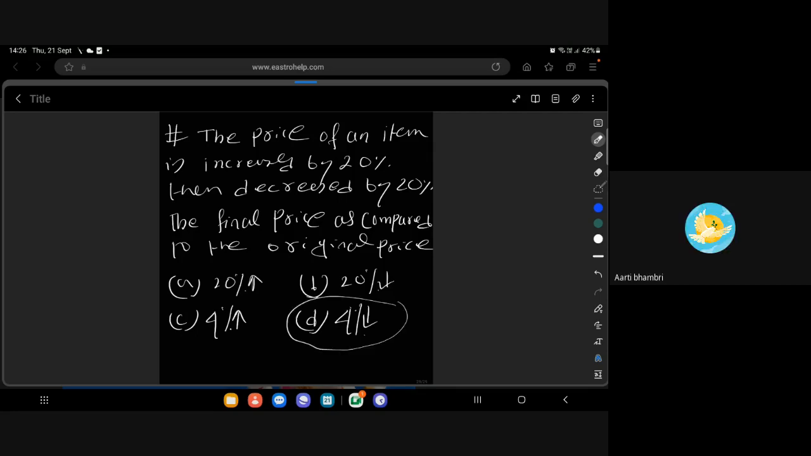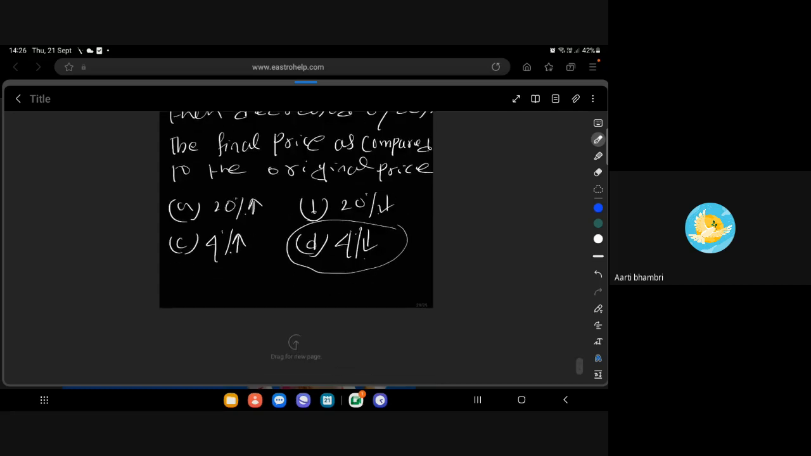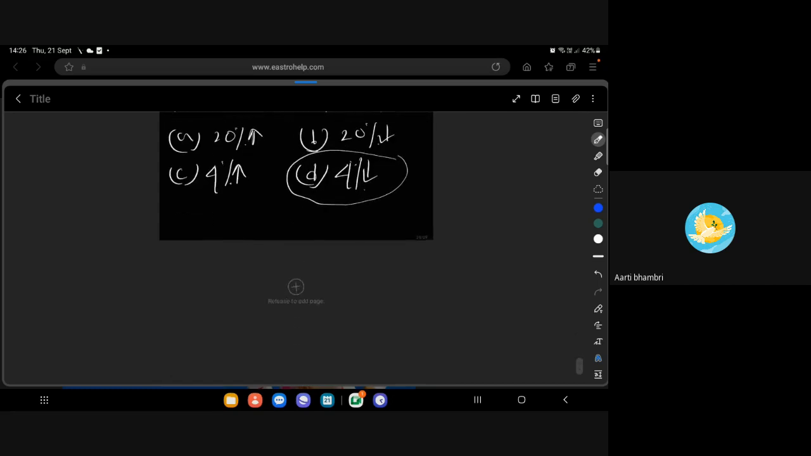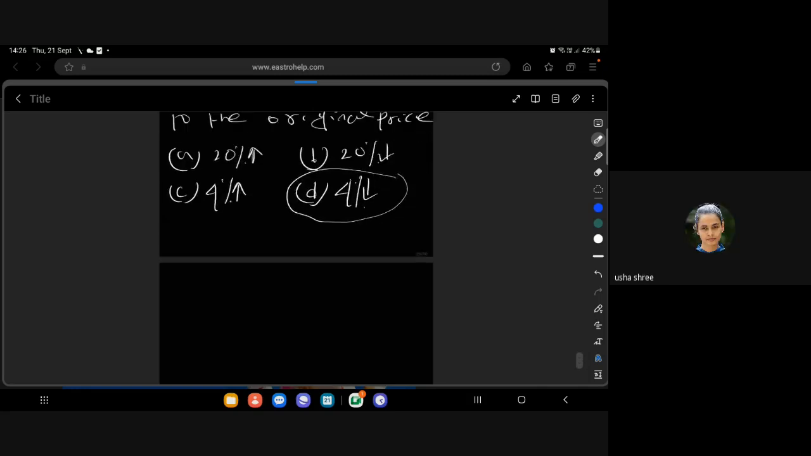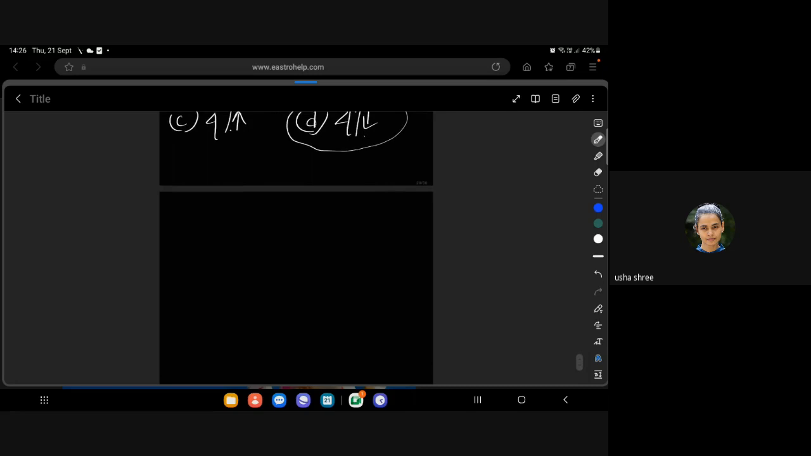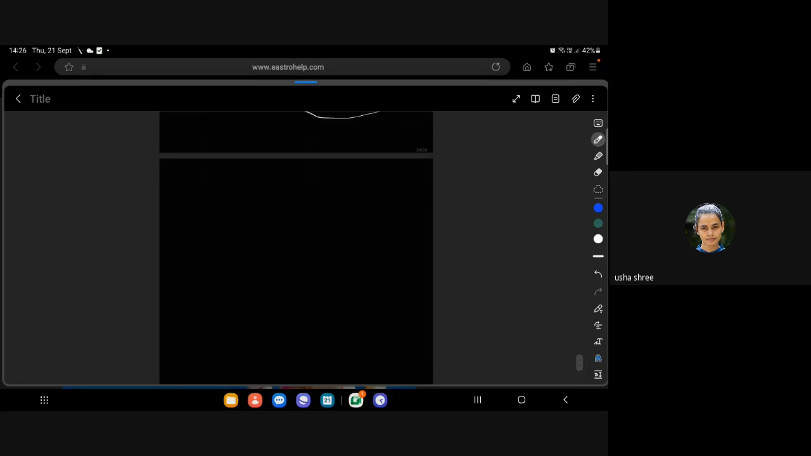D. Lower. Okay, so you can solve it in 2 ways. There are two methods to solve this problem. Any other answers? Ushadi, how much? Also got it as 4% lower. 4% lower. Okay, so there are two procedures to solve this problem.